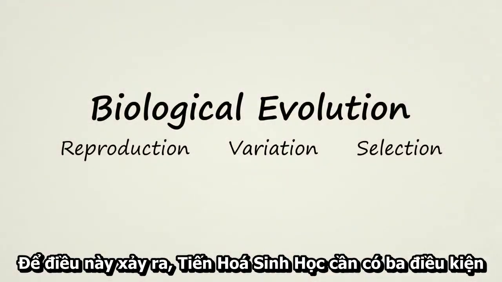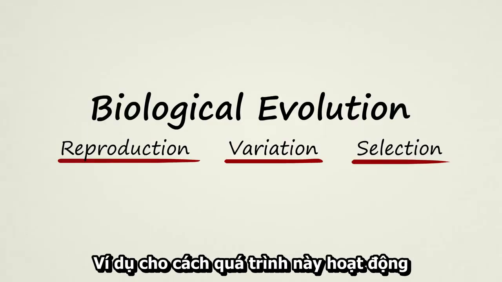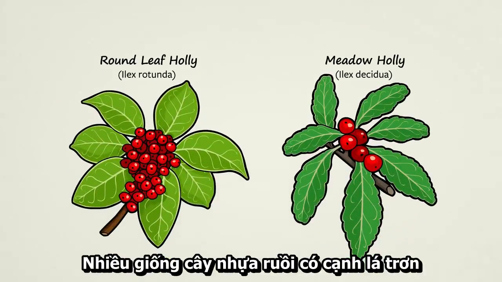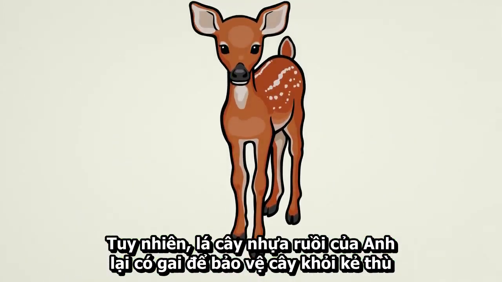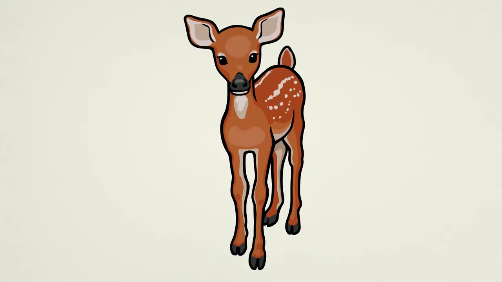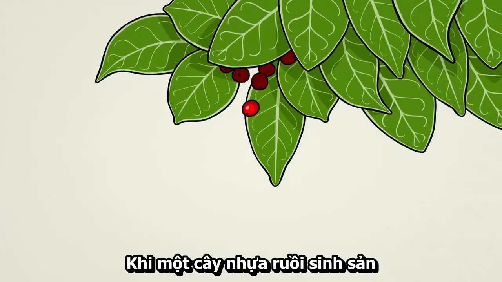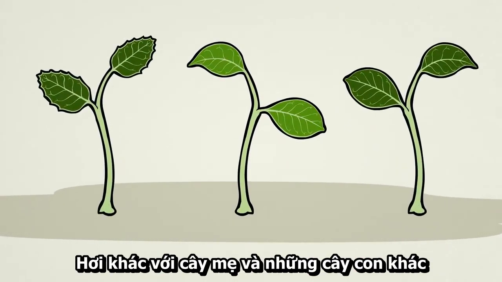When conditions are right, biological evolution can even drive a species to develop brand new characteristics and abilities. For this to happen, biological evolution typically requires three conditions: reproduction, variation, and selection. Let's see how this works. Many species of holly have smooth-edged leaves. English holly, however, is covered in spikes which protect the plant from deadly predators. How did these weapons first evolve? Well, when a holly plant reproduces, its offspring often show random variation. They are slightly different from their parents and slightly different from each other.